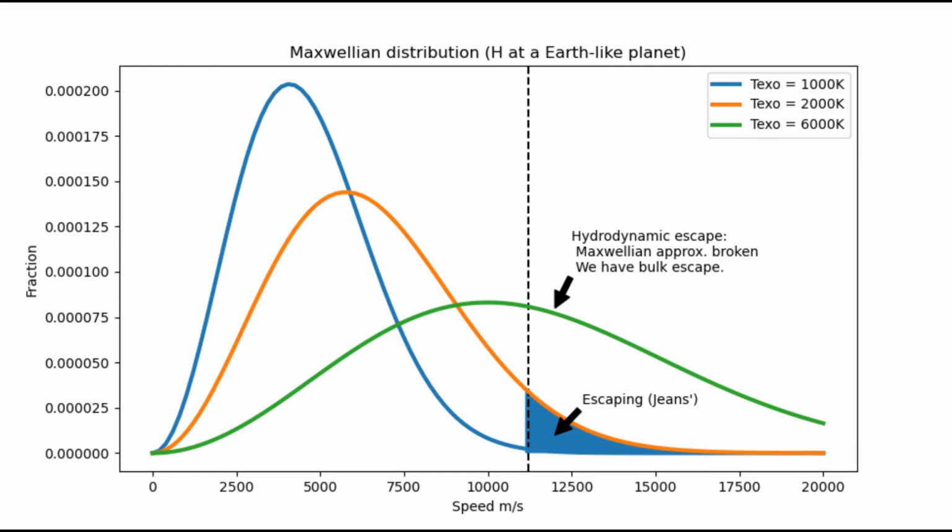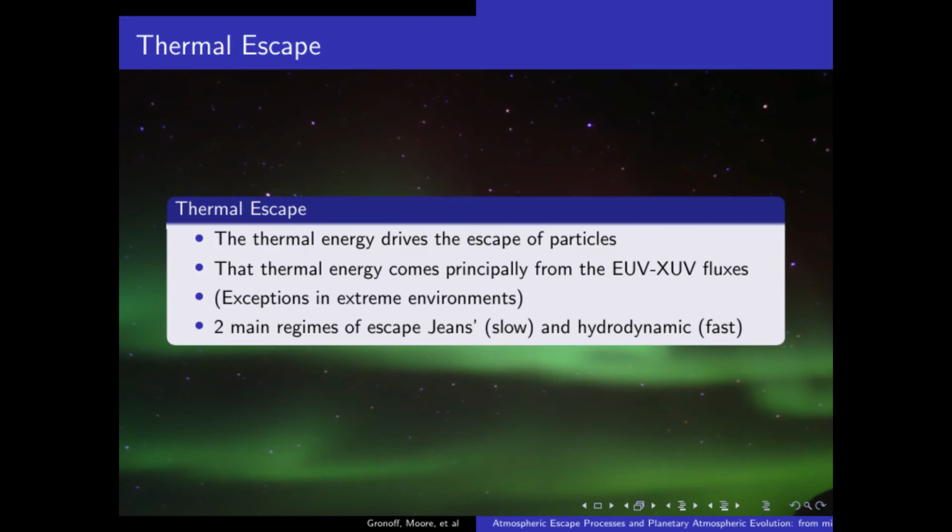However, if a large part of that tail is above the escape speed, then we have a problem. We cannot really approximate the escape like we did previously. We have to work with a more fluid model of escape because we have a bulk escape. And that's what we call the hydrodynamic escape. It's important to remember that the thermal escape really comes from the thermal energy that in itself comes principally from the EUV, XUV fluxes, except in some extreme environments.